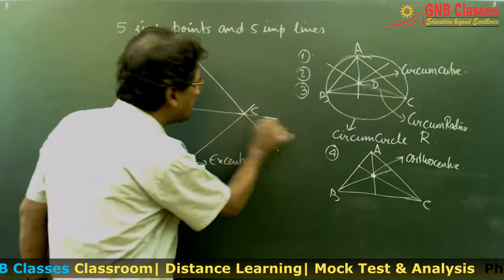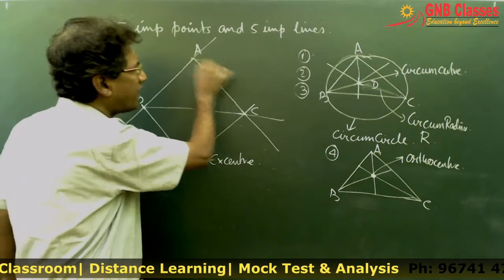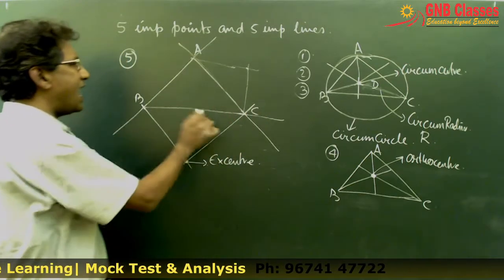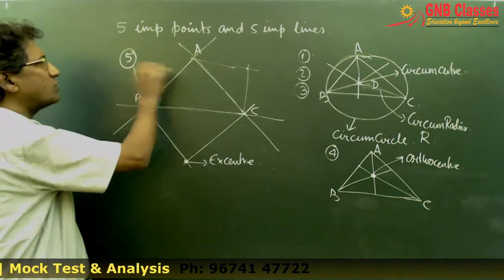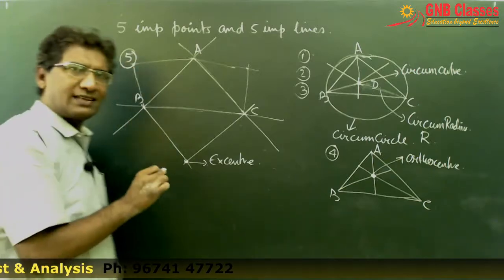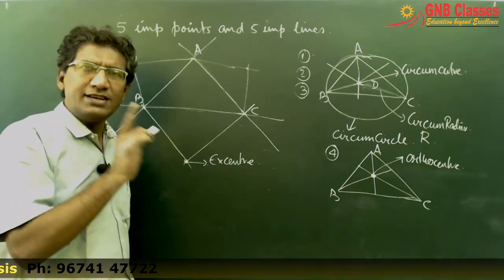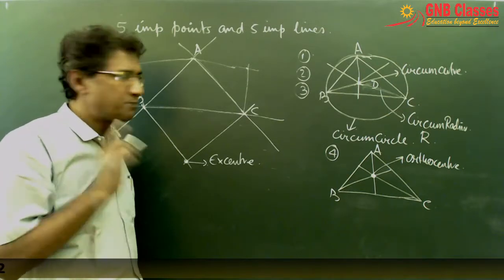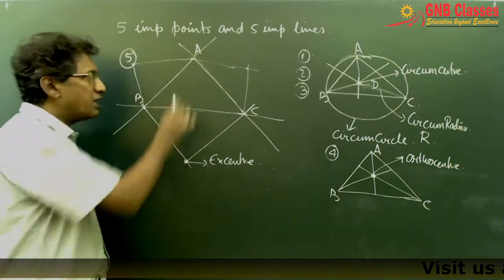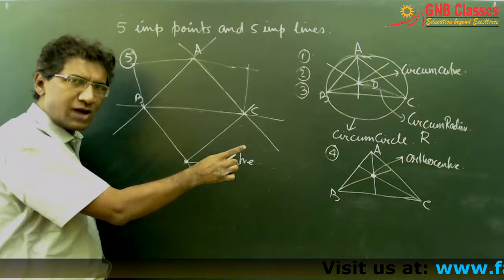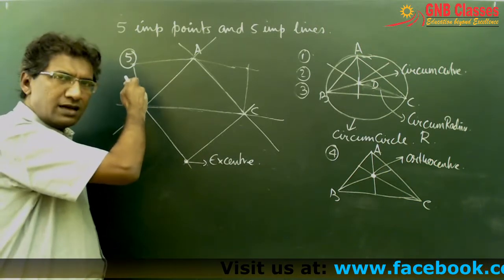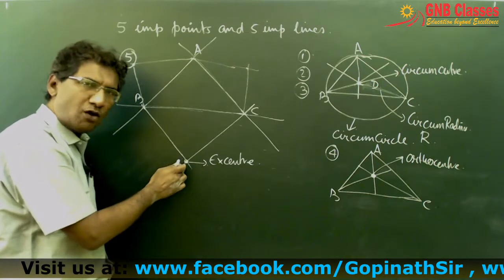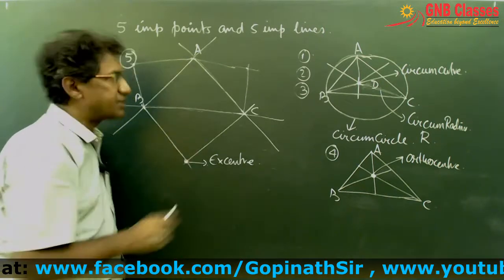So if we produce AB and AC, we are going to get one excenter. If we produce BC and BA, again we are going to get another excenter. And if we produce CA and CB, again we are going to get another excenter. So for any triangle, we have three excenters. Is it clear? So what is an excenter? If we produce any two sides of any triangle, and take the external angle bisectors of those angles, they are going to meet at a point which is called your excenter.